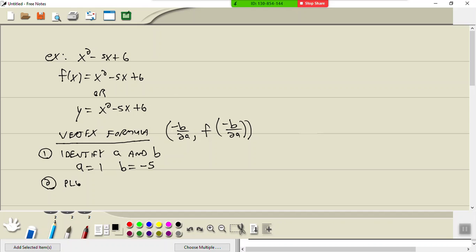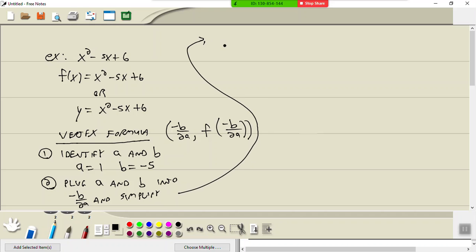Then we want to plug a and b into negative b over 2a and simplify. I'll continue up here. So negative b, which is negative 5, over 2 times a, that gives us 5 halves. Or if I put that in decimal form, that'd be 2.5. Decimal form is actually a little bit more beneficial when we're graphing. The 5/2 is what we'll use in the next step.